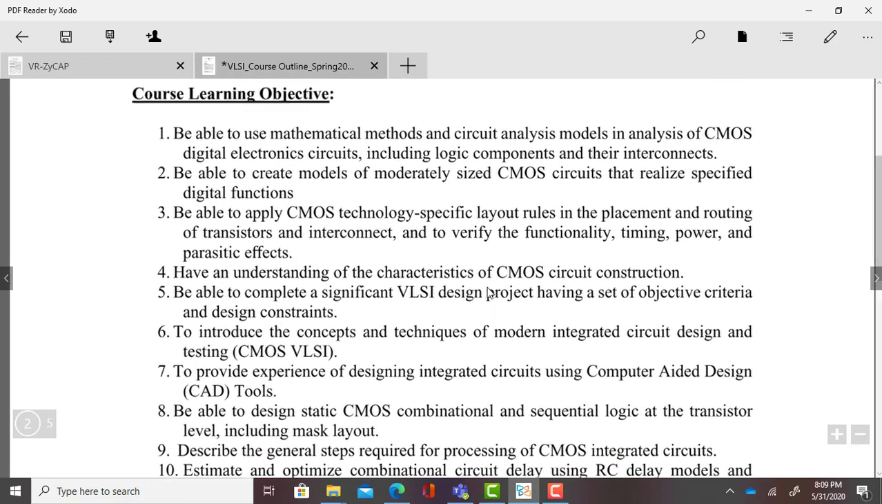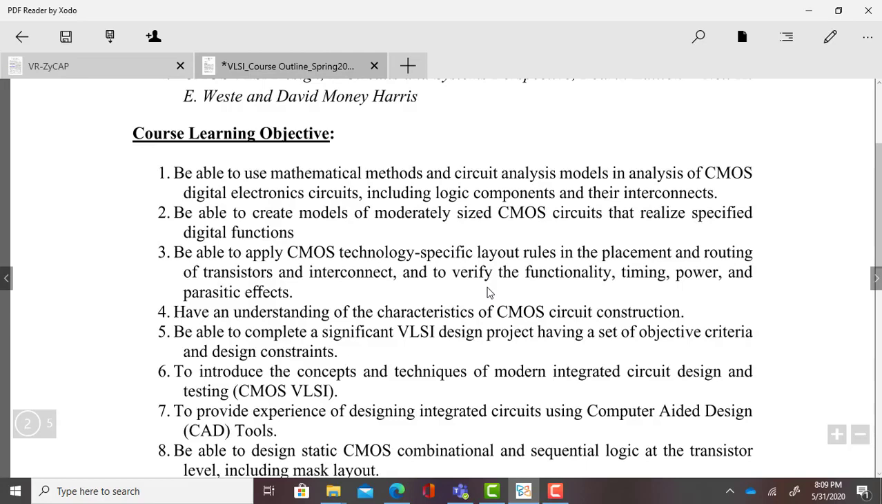So, although I have talked about the course, these are the course learning objectives. So be able to understand the mathematical methods and analysis of CMOS circuits. So all the equations for writing the circuit analysis, for example, for current, for voltage, for all these things, you should know how to mathematically find the equations for them. And then we will develop models, okay.